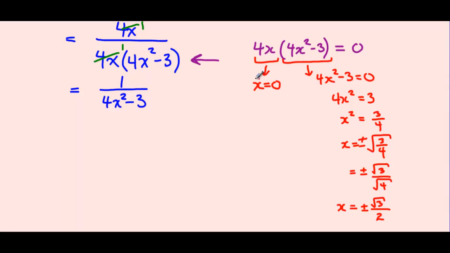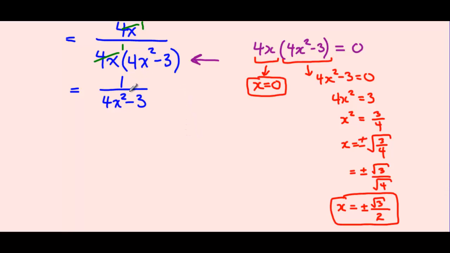So we have our restrictions here. One restriction is that, or we have x equals 0 and x equals plus or minus root 3 over 2. Both of those are values for x that need to be restricted on our final solution. If x is any of those values, this whole thing becomes undefined because the denominator equals 0.